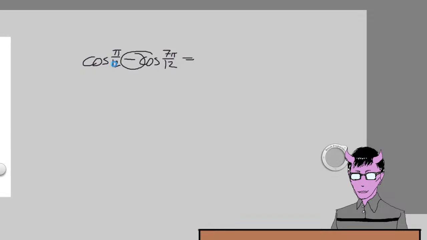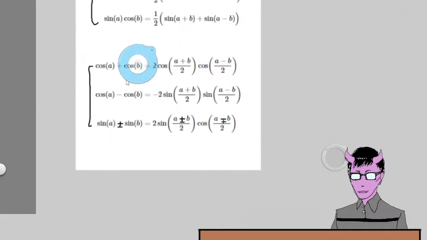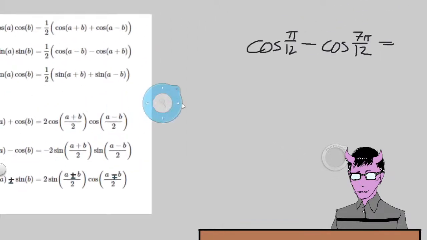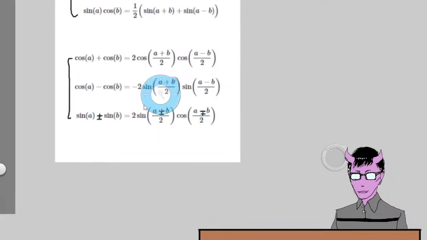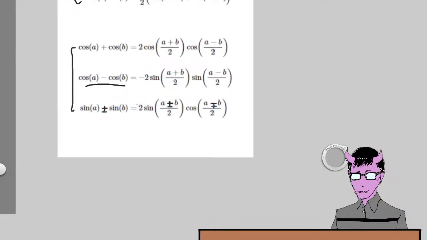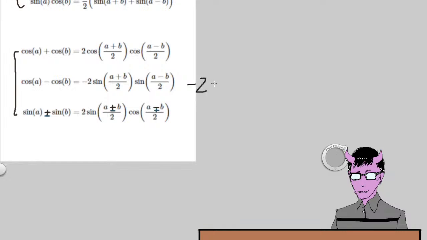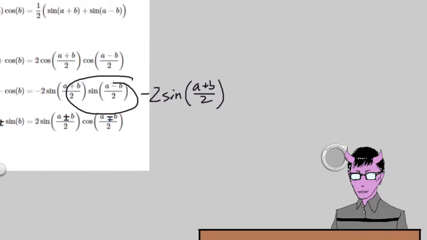Alrighty, we have a difference between two trig functions, so we have to use one of these algorithms. Cosine minus cosine, right? Yep. So the template, since we have this one, then we follow this particular template. So minus 2 times sine of a plus b over 2. And then times sine of a minus b over 2.